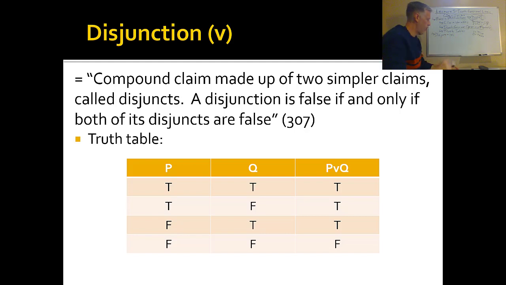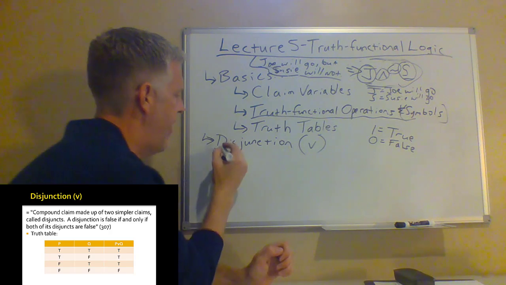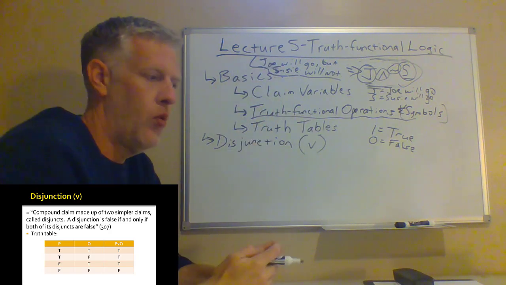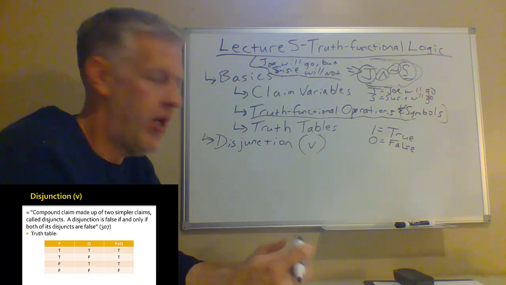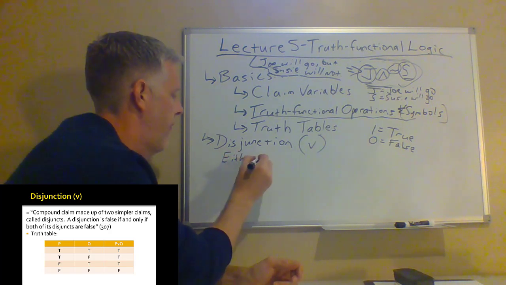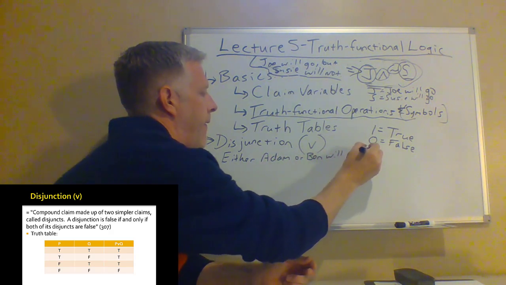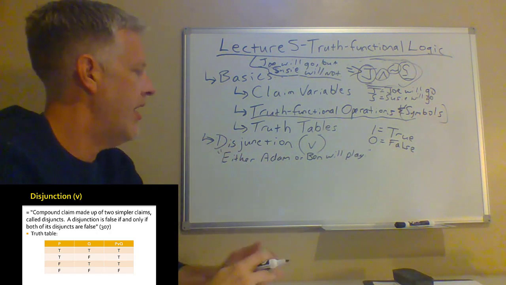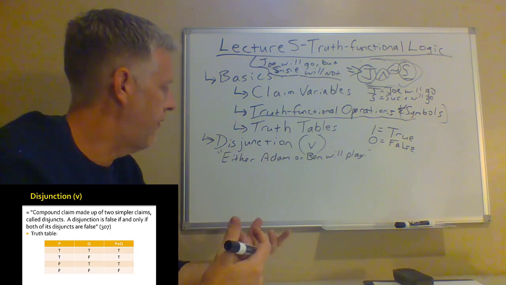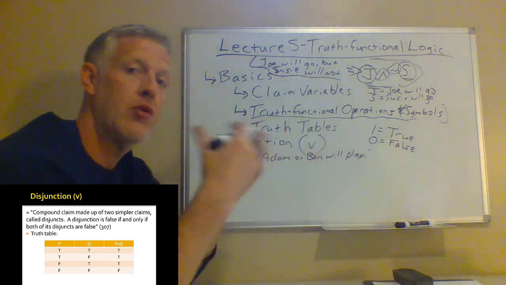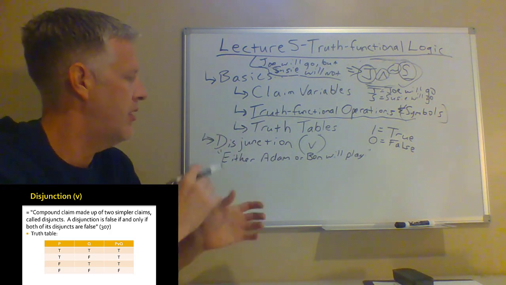Disjunction, okay. So we represent this by a lowercase v. It's pretty much universal. So what kind of average everyday sentence would be interpreted as a disjunction? Something like, "Either Adam or Ben will play." Okay, again, we have a compound claim. What they're saying reflects two different things that might be true or false, right? We need to know whether Adam ends up playing or whether Ben ends up playing, right? So again, this is a compound claim.